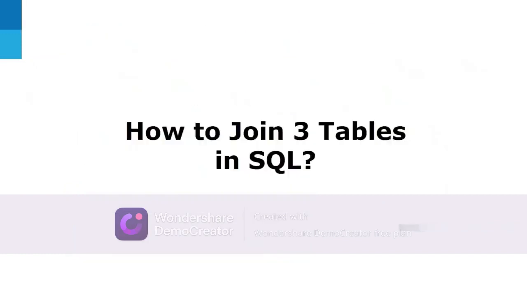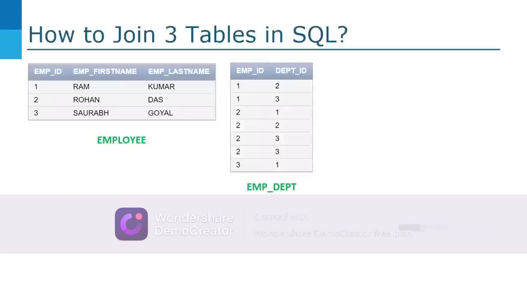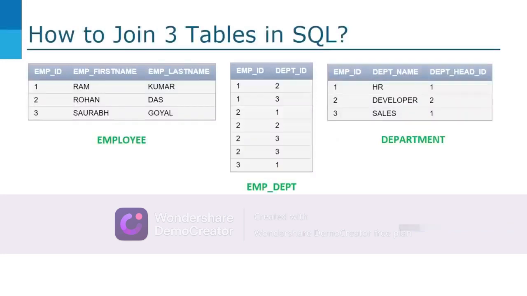Now the very important topic and the last topic in joins, which is how to join 3 tables in SQL. So how you can actually join 3 tables in SQL. Let's first consider 3 tables. We have employee, employee department and department. Very small tables for this particular example.